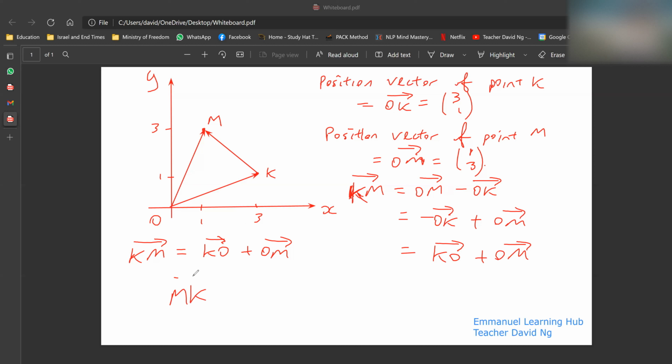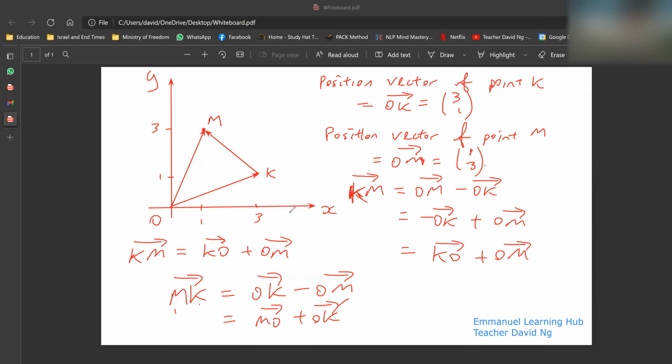MK is OK minus OM. That means the position vector of K minus the position vector of M is your MK. Why is that so? Because your MK is basically MO plus OK. Then minus OM is your MO, and plus OK. So you get MK, so it's OK minus OM. Clear position vector? So that's all about position vector.